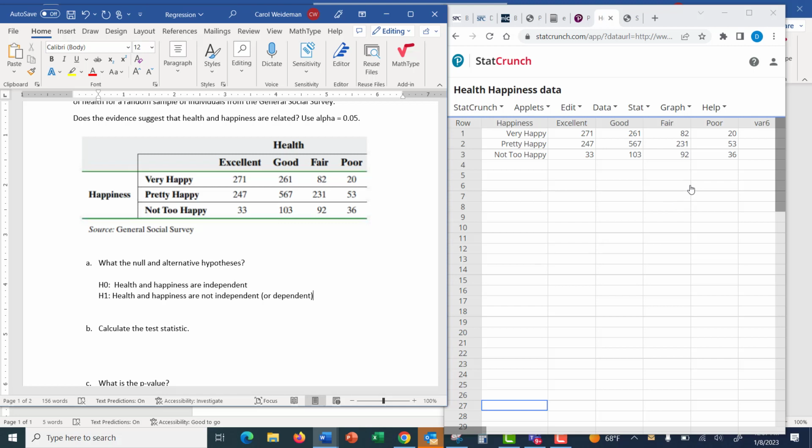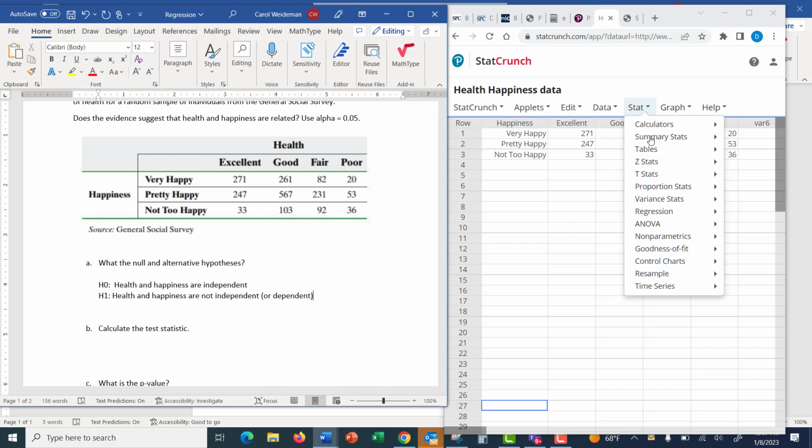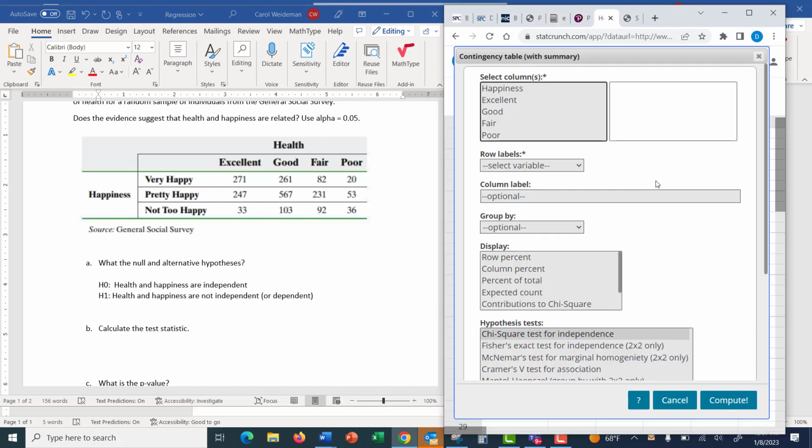So I have the data here in StatCrunch. And I noticed in my first column, I have the levels of happiness. And then in the next columns, I have the counts for the different categories of health: excellent, good, fair, and poor. Notice there's no totals here. You don't want to have any totals on the contingency table data summarized when you enter it into the StatCrunch spreadsheet. So we're going to go to Stat, Tables, Contingency, with Summary, because the data is summarized.